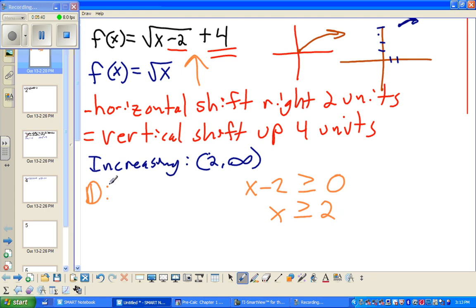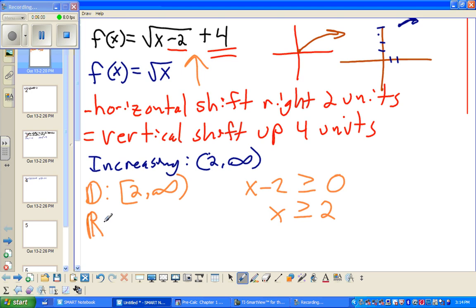How do we write that? The domain is from 2 to infinity, including 2. You'll notice on the increasing interval I used a parenthesis instead of a bracket. I would allow you to use either.